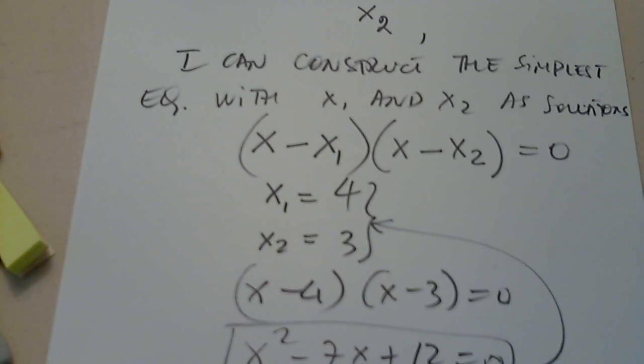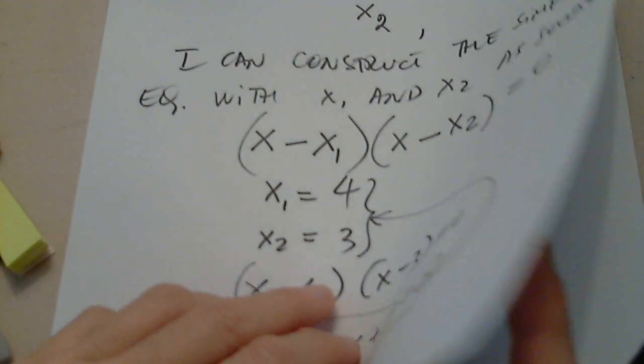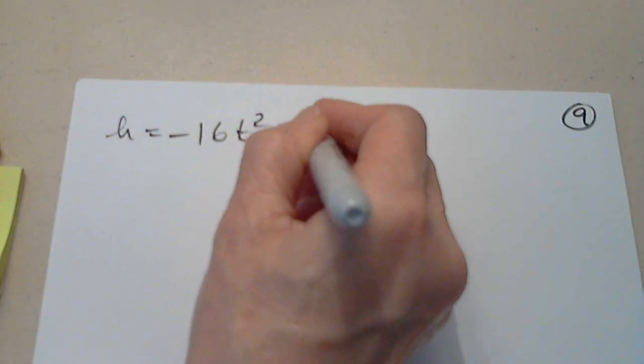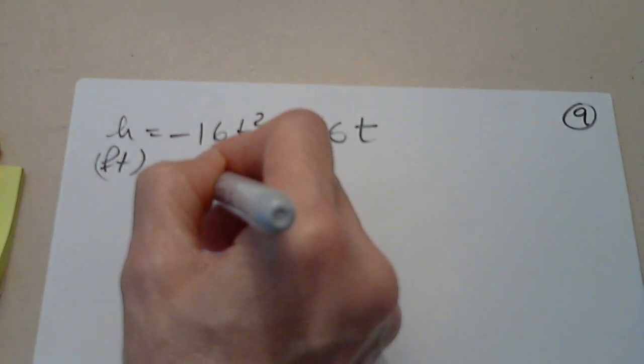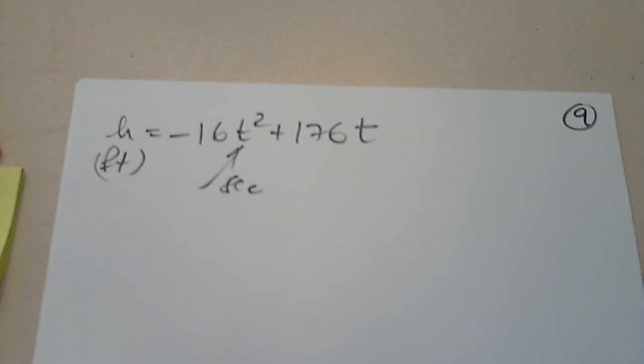Good. So let's look at this problem. A model rocket is fired straight up from the ground. The height h in feet at the time t in seconds can be modeled by the equation. So they give us the equation. Now let's take a look. h equals negative 16t squared plus 176t. And they said that this is in feet and time is in seconds. Use this information to answer parts A and B.